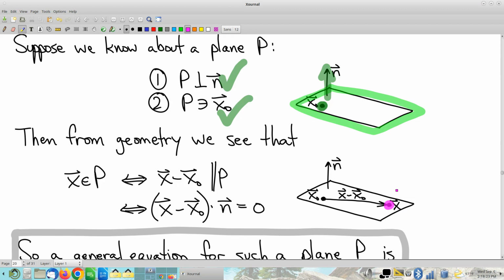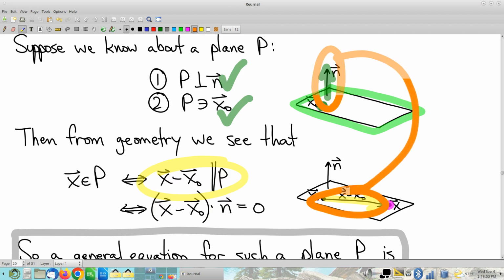And I make the following appeal, and that is, well, if it's in the plane, then this difference vector is parallel to the plane. And now wait a second, n was given perpendicular to the plane. This difference being parallel to the plane would mean that n and this difference vector would be perpendicular and therefore orthogonal. And so this orthogonality gives us that equation.